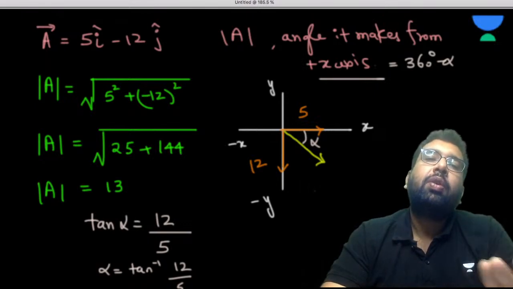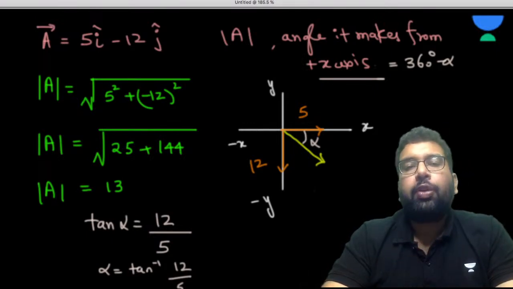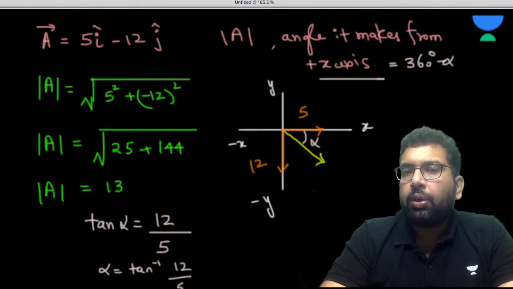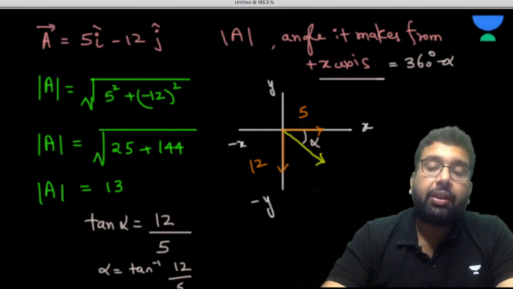Third point, whenever you have a vector in Cartesian, you can get the magnitude right away, and you can see the angle also in one go. So what if it is in 3D? Now let's talk about 3 dimensions. In 3 dimensions, the vector has components in all 3 directions, or it is made up of vectors in all 3 directions.